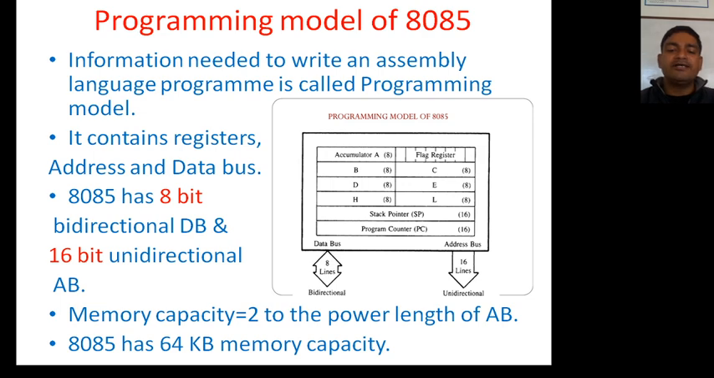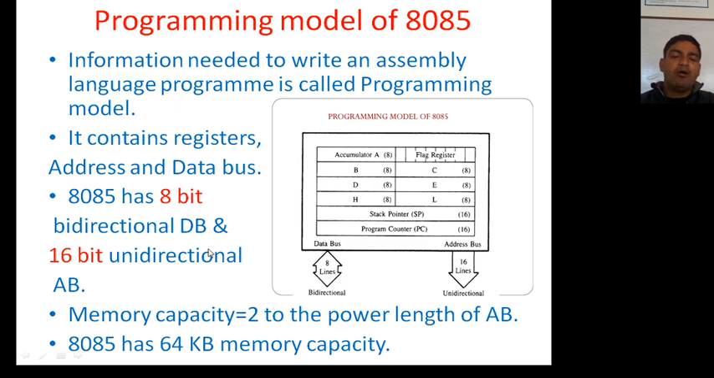Now come to the address bus. The address bus is 16 bit and it is unidirectional. Why? Because data flows only in one direction, out of the microprocessor, from microprocessor to memory or from microprocessor to input output port. And one most important function of the address bus is to determine memory capacity.